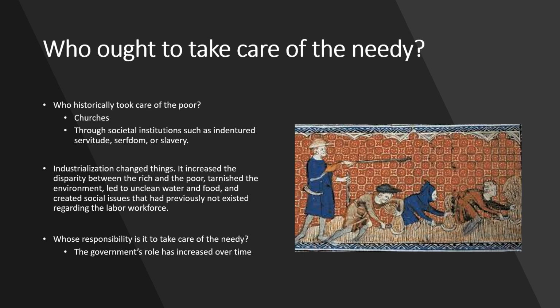It started to tarnish the environment. So you have these factories that are polluting rivers and the air and everything. And this led to unclean water and food, and it created social issues that previously did not exist regarding the labor workforce and society. So we didn't have to worry about the environment as much at a certain point in time, because before industrialization, it was extremely difficult for humans to pollute things to the point that it became a crisis or a social problem.